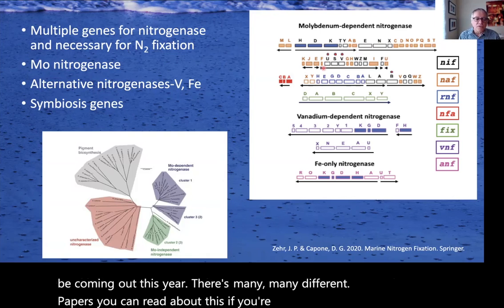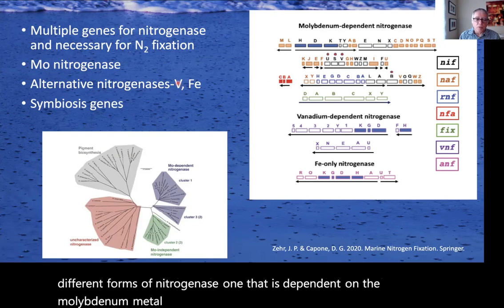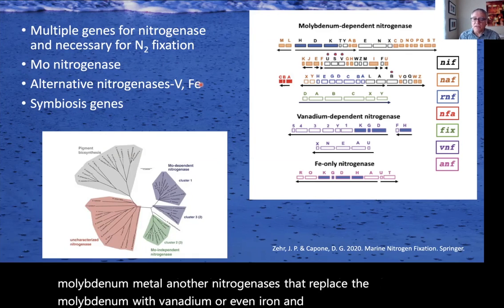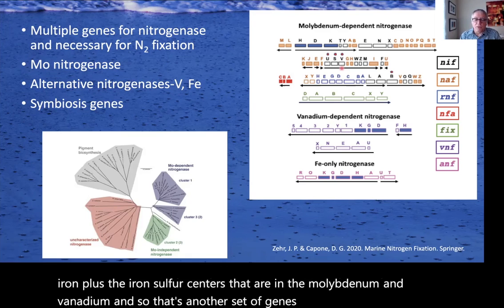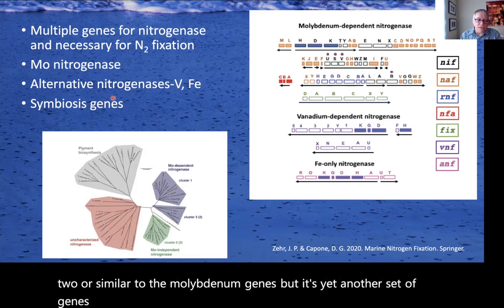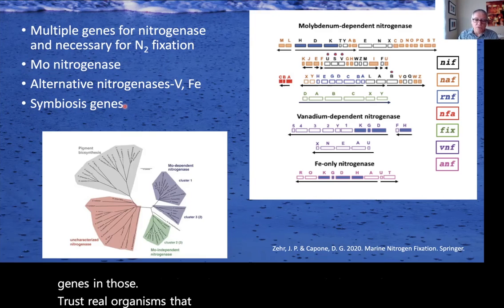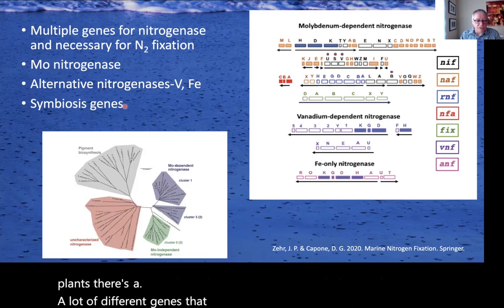There are also different forms of nitrogenase, one that is dependent on the molybdenum metal, and other nitrogenases that replace the molybdenum with vanadium or even iron. And so then they have iron plus the iron sulfur centers that are in the molybdenum and vanadium. And so that's another set of genes. They're homologous to or similar to the molybdenum genes, but it's yet another set of genes. And then there are other sets of genes that are symbiosis genes in those terrestrial organisms that form nodules, for example, with plants. So there are a lot of different genes that are necessary for nitrogen fixation.